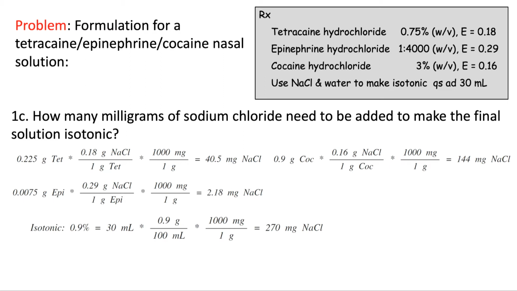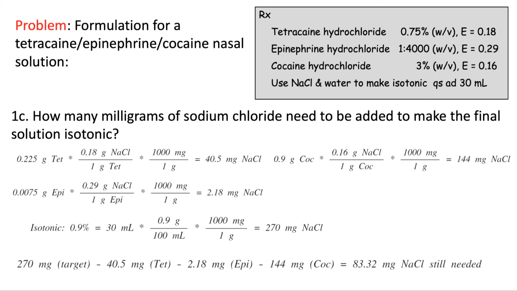Okay, and I know that if I'm going to compound 30 milliliters, then I can take my 30 milliliters times that concentration of 0.9 grams per 100 mils. Mils cancel, and I would be in grams of sodium chloride. Again, converting that target amount to milligrams by multiplying by 1,000 milligrams per gram, I see that I would need 270 milligrams of sodium chloride to make 30 milliliters isotonic. So my target amount of sodium chloride is 270 milligrams.